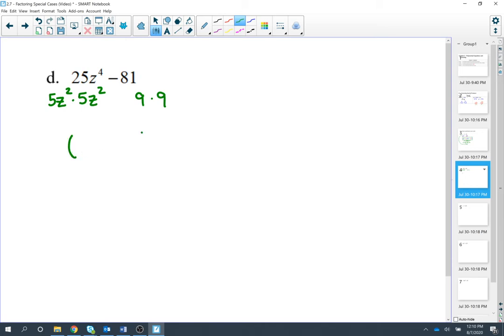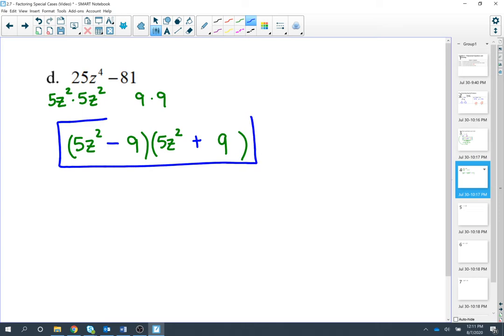So I set up my parentheses. I put 5z squared in the first one. I put 5z squared in the second one. I put 9 in the first one. I put 9 in the second one. And then one of these is a plus and one of these is a minus. And you are done.